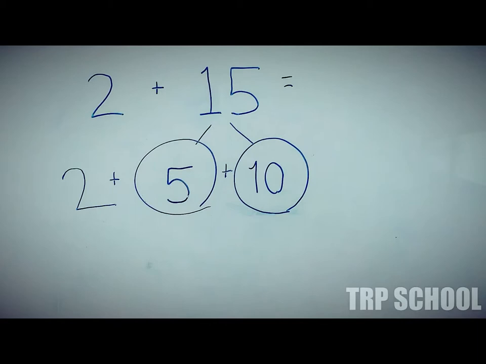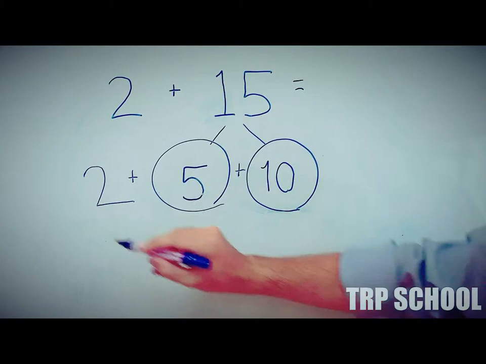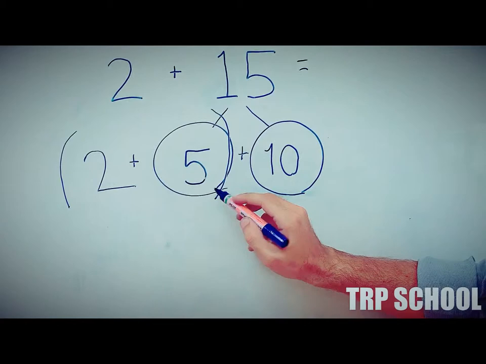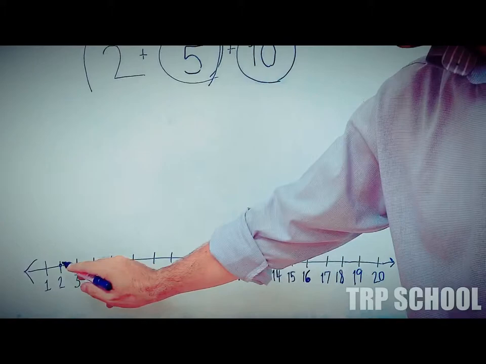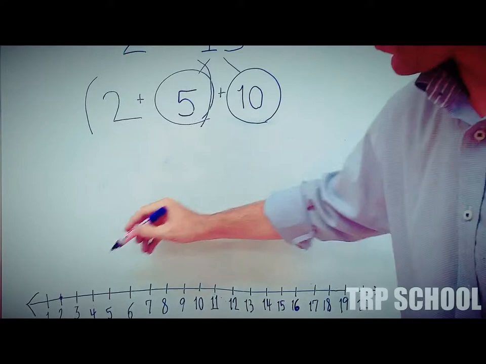Now, the first thing we want to do is use our numbers in the ones place. Since 2 is in the ones place, and 5 is also in the ones place, let's add these together first. We can use our number line. I'm going to start at 2, and I'm going to jump over 5 times. That's 2 plus 5.